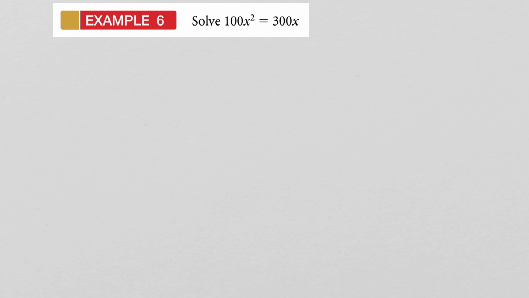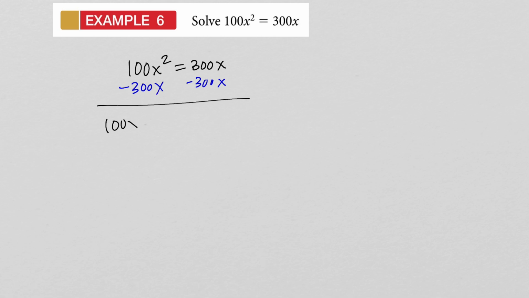100x squared is equal to 300x. So if I follow the rules here, the first thing I'm going to do is put it in standard form. It's very tempting in this case to divide both sides. Please don't do that. Let's subtract 300x from both sides. That will give us 100x squared minus 300x is equal to 0.